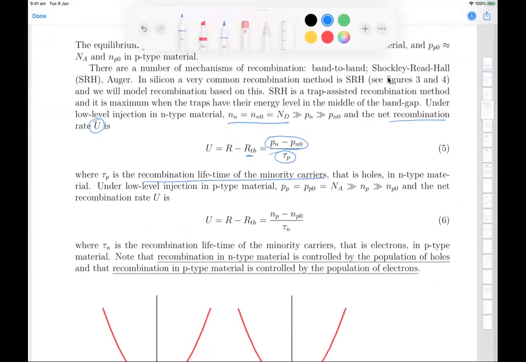When we look at the P-type material, and we have an excess of carriers, there will also be recombination, and this recombination will depend on the lifetime of the electrons and is driven by how many more minority carriers there are compared to the equilibrium value. So this is really saying that recombination in N-type material is controlled by the population of holes, and recombination in P-type material is controlled by the population of electrons.